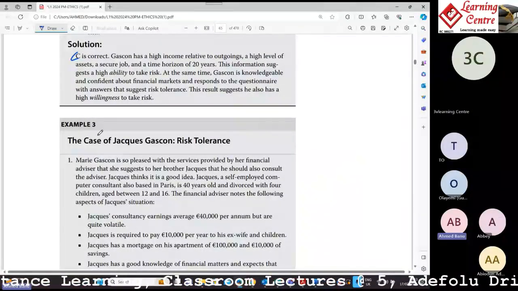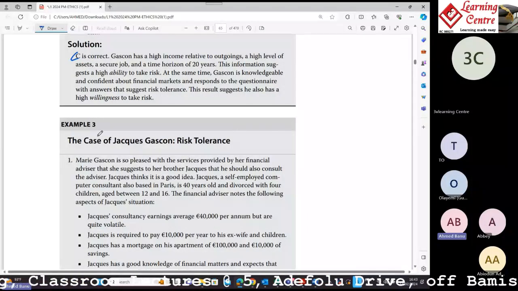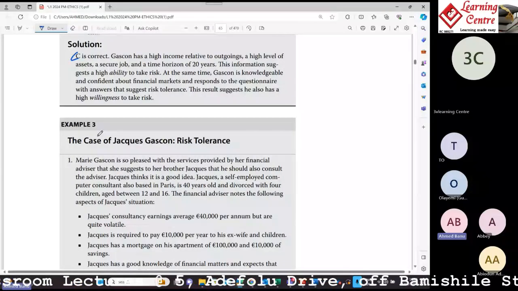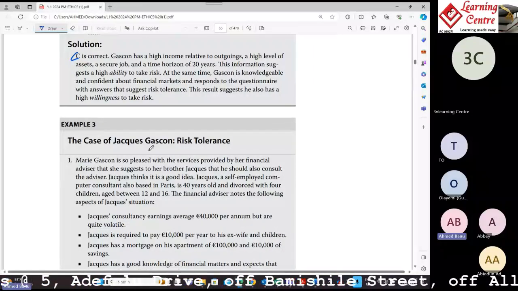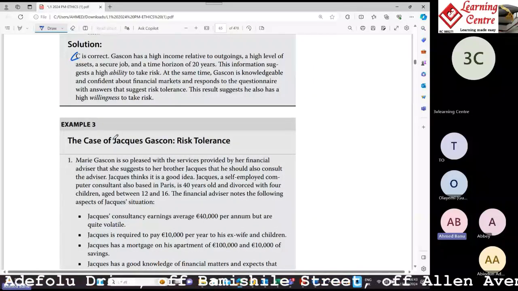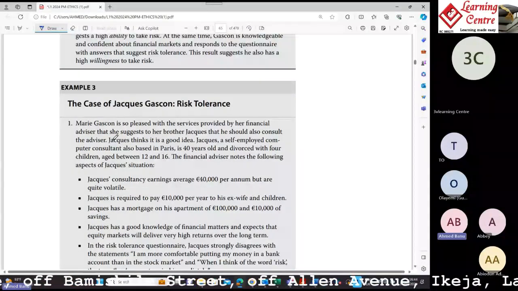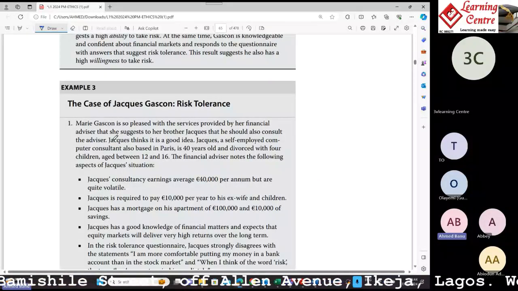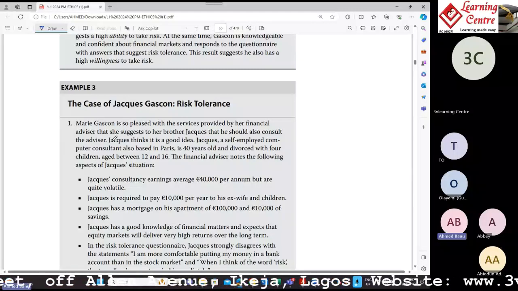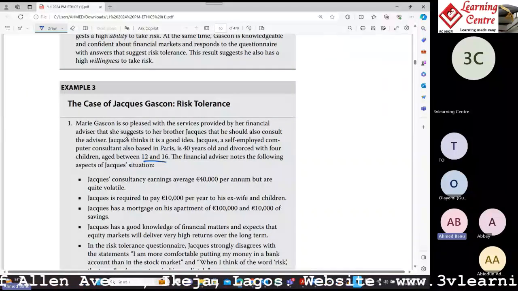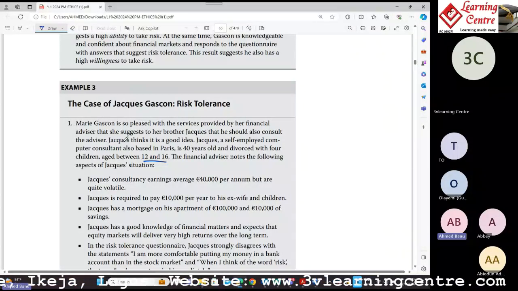Marie Gascon is pleased with the services provided by a financial advisor, and she suggests to her brother, Jacques, that he should also consult the advisor. Jacques thinks it's a good idea. Jacques, a self-employed computer consultant, also based in Paris, is 40 years old and divorced with 4 children, aged between 12 and 16. The financial advisor notes the following aspects of Jacques' situation.